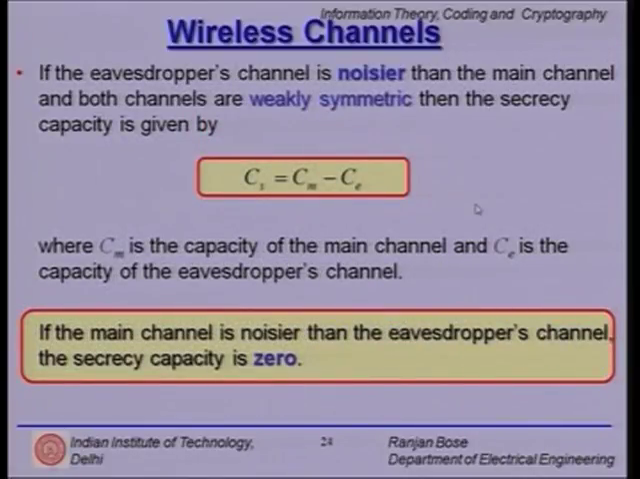So what do we conclude? If the eavesdropper channel is noisier than the main channel and both channels are weakly symmetric, in this special case the secrecy capacity is simply given by Cs equal to the difference of Cm, the capacity of the main channel, and Ce, the capacity of the eavesdropper channel. Now if the main channel is noisier than the eavesdropper channel, the secrecy capacity is clearly 0.